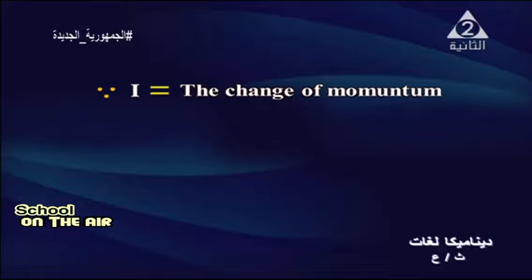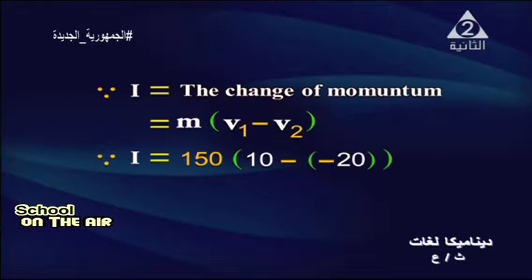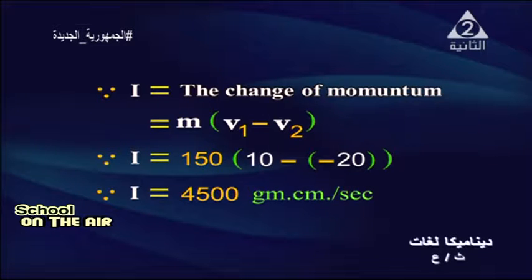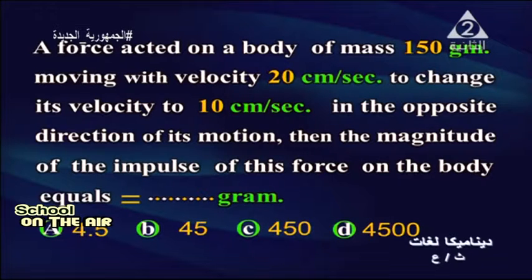We know that the impulse I equals the change of momentum. The change of momentum equals m(v2 minus v1). Then I equals 150 times (10 minus negative 20). Then the impulse equals 4,500 gram centimeter per second. Now we can choose letter D.